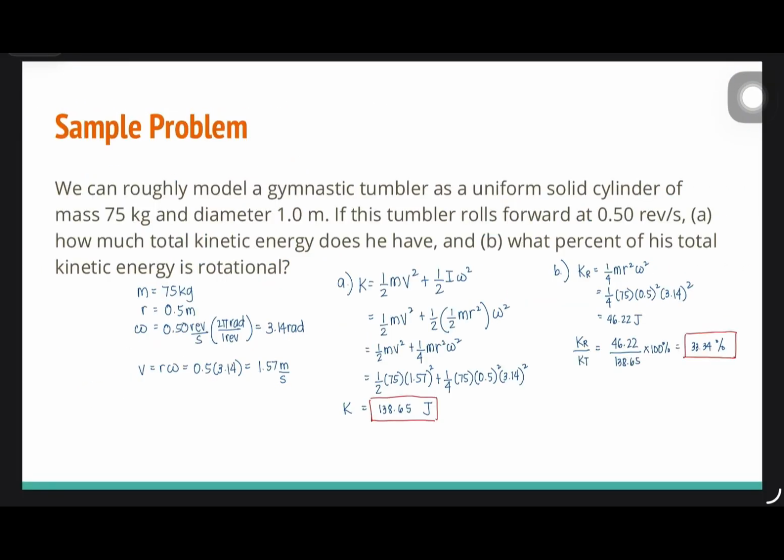Okay, for part B, we need to determine the percentage of rotational kinetic energy from the total kinetic energy. So, kailangan muna natin kunin specifically yung kinetic energy ng rotational motion. So, from our equation, 1/4 times mr squared times omega, nakuha natin sagot for kinetic rotational energy is 46.22 joules. So, in joules po siya kasi energy pag kinetic.